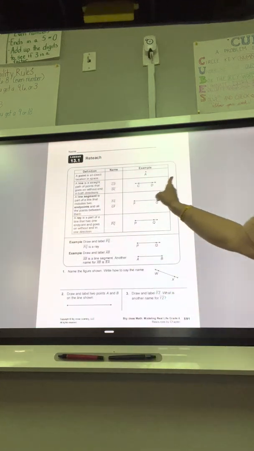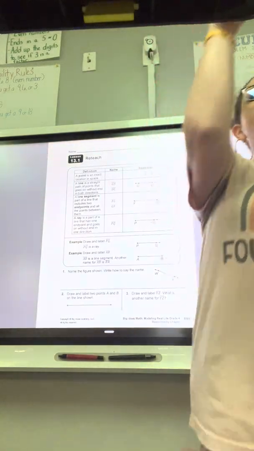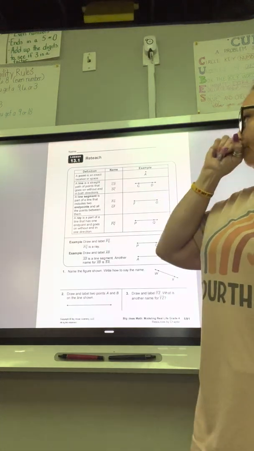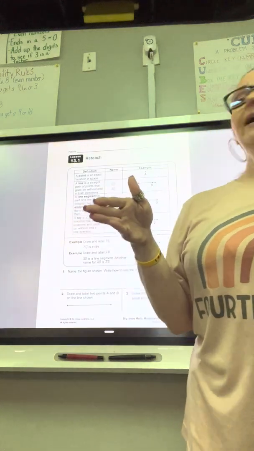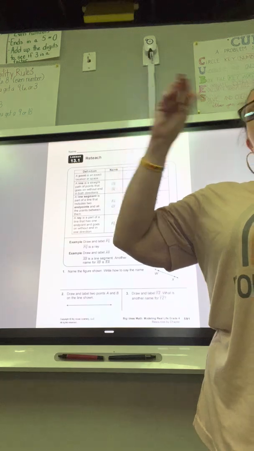All right, a line segment. So imagine if I took that line and I just took a chunk out of it. That would be a line segment. So a line segment is a part of a line. It's a piece of that line. It's going to include 2 end points.